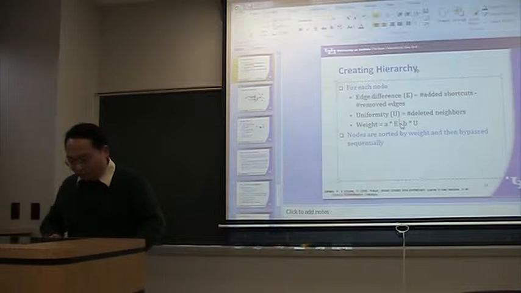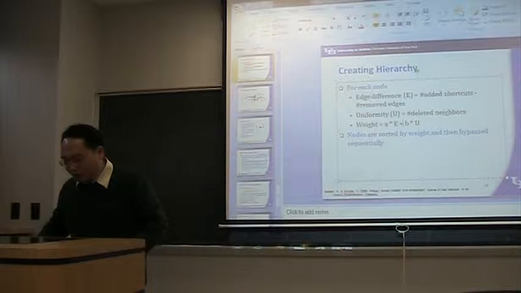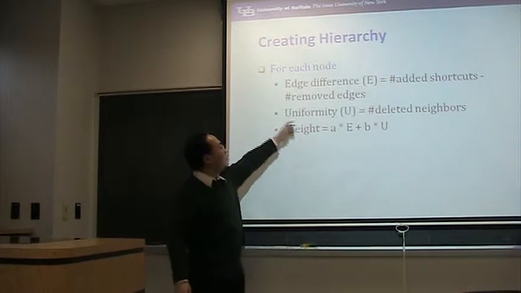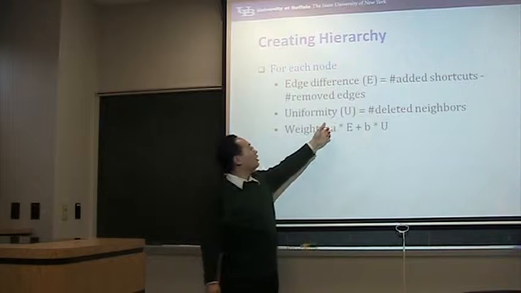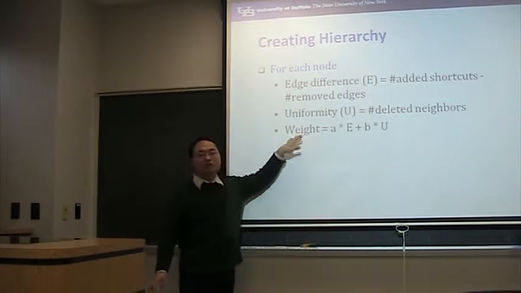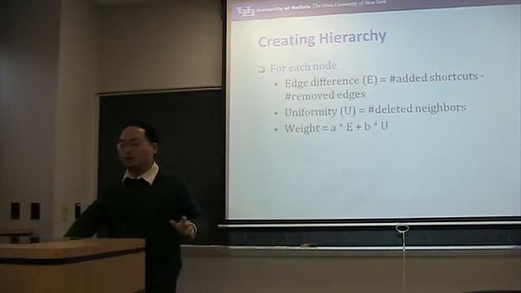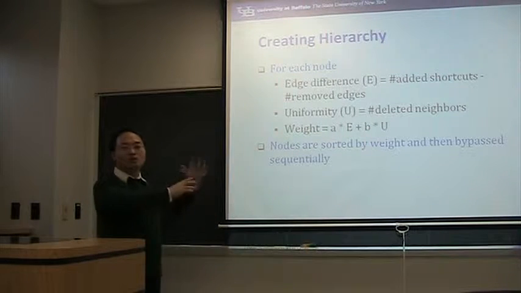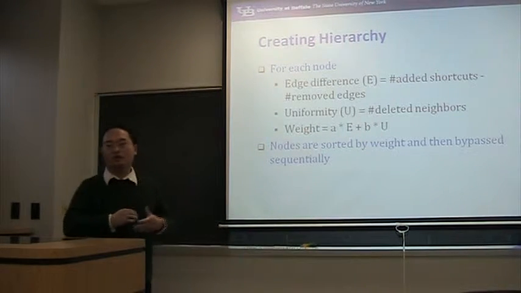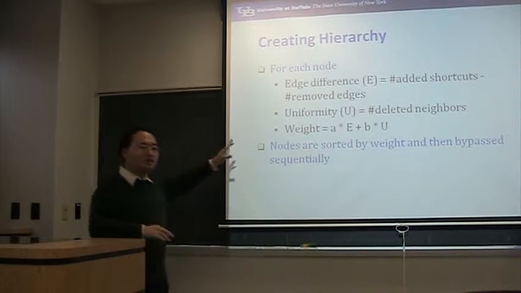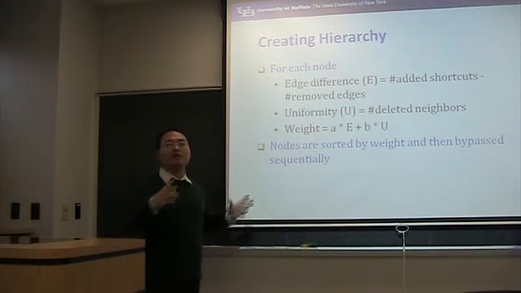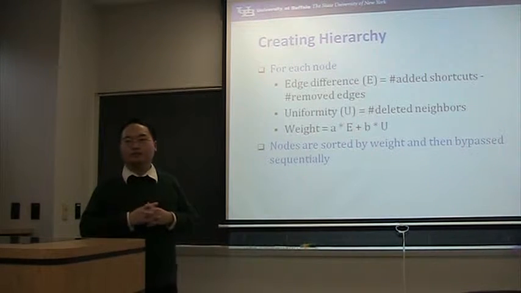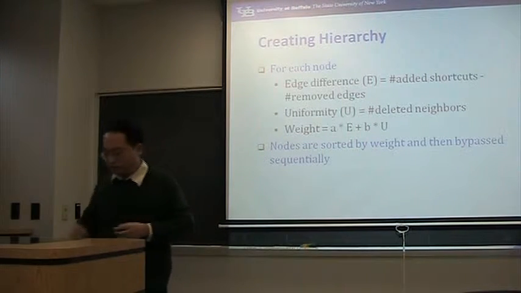And then we define something called the weight, which is equal to a constant multiplied by E and another constant multiplied by U. And we use this weight to sort all the nodes. And then we bypass these nodes sequentially for every level. By bypassing these nodes, we can get a new layer or a new level. Understand?